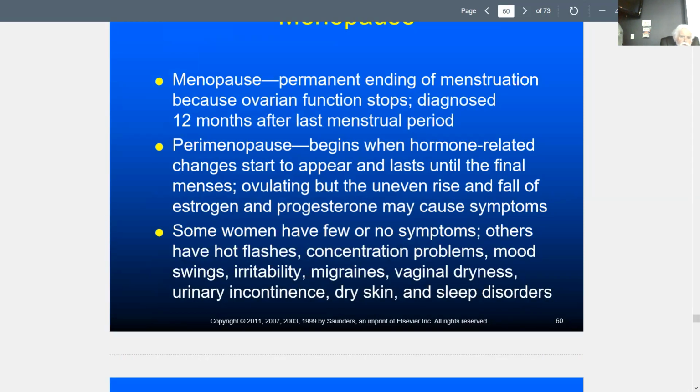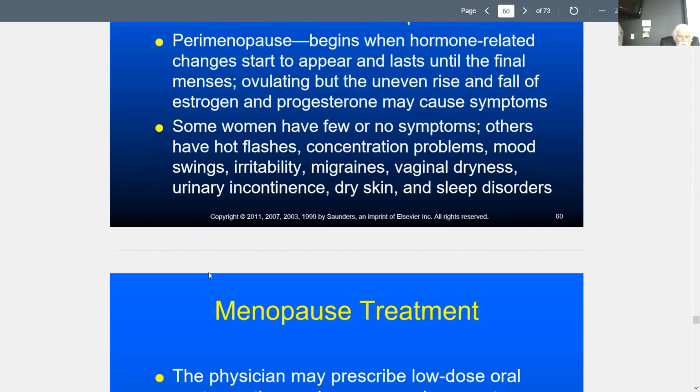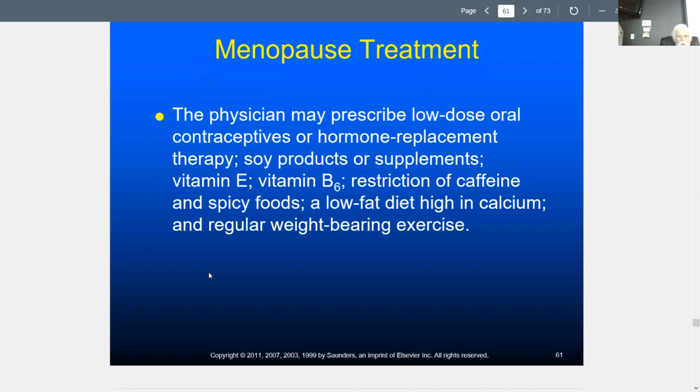Menopause is theoretically when you can't get pregnant again. What a laugh that is. And so you can either do oral contraceptives or hormone replacement therapy, or many women don't deal well with those and they go for some natural approaches to menopause.